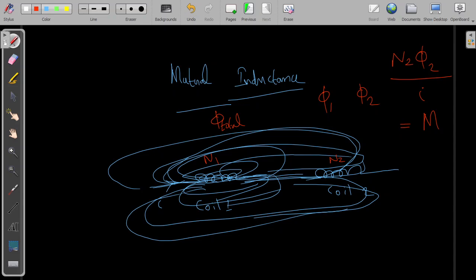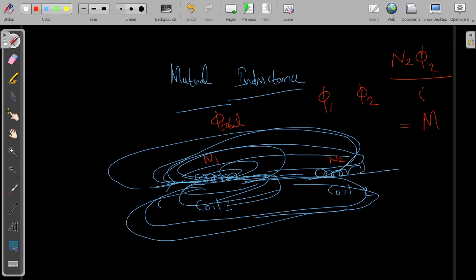That is, due to the current I flowing in coil 1, what is the flux linkage associated with coil 2? It is the measure of the flux linkage associated with the coil 2 per unit current flowing in coil 1. Yes, that is what I mean by mutual inductance.